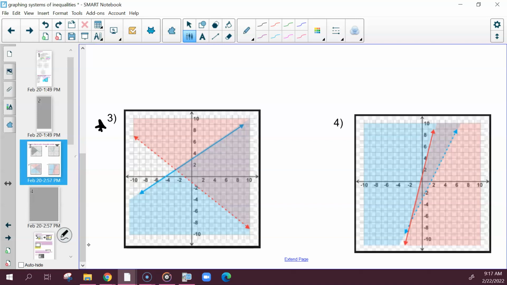And number 2, which ones were dotted or shaded? I will go back to that in a second. I'm just going to show you the shaded and then we'll go back to it. This shaded area is what you need for 4. This one has a solid line and a dashed line.